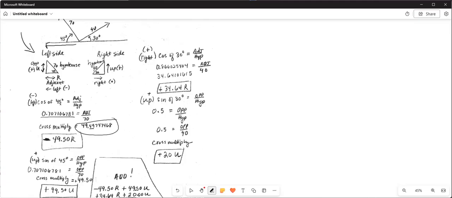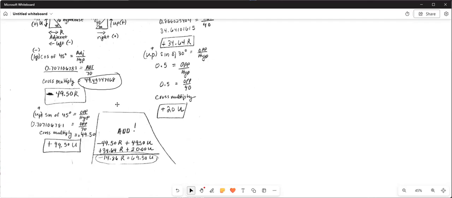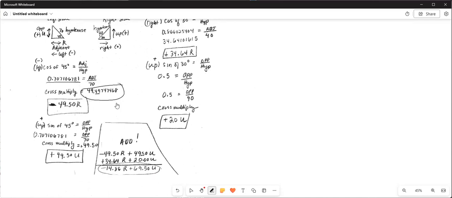And then when we redo it using sine, the sine of 45 degrees is the same as the cosine of 45 degrees. So you end up getting the same thing, 49.50, except for it's U. Okay. So I have that written down here.